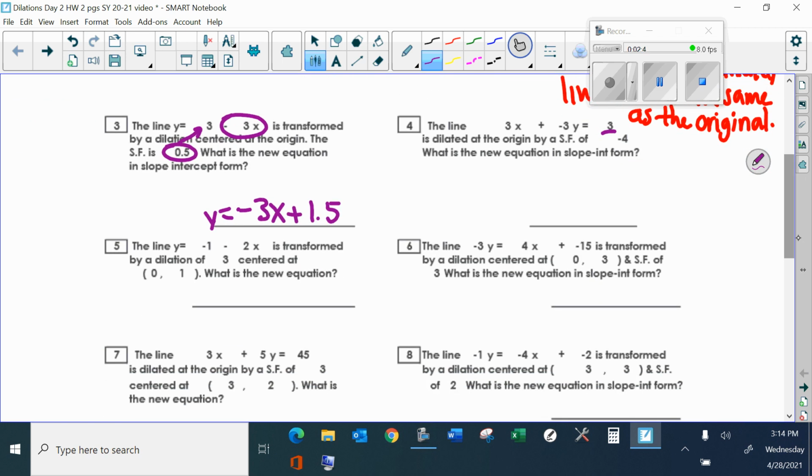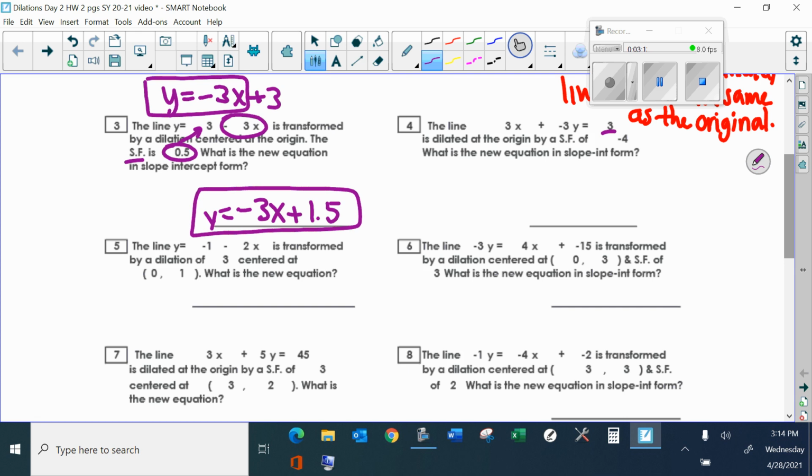Number 3, I need to pay attention that this is not in slope-intercept form and rewrite it if I wanted to, like this. Okay, it's transformed by the center at the origin. That's good. So the slope remains the same. So that means this whole piece that's going to deal with the slope is the same. The only thing that's going to change is the y-intercept. So I take the scale factor, SF is scale factor, multiply it by the y-intercept of 3, and that gives me 1.5. So there's my answer. For the slope, negative 3 does not change.